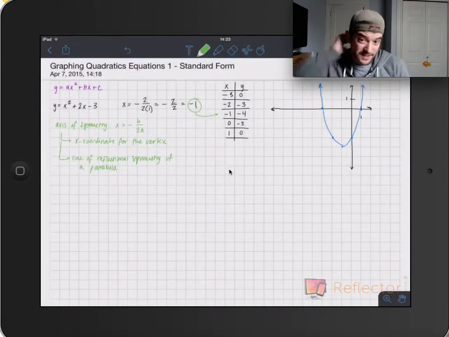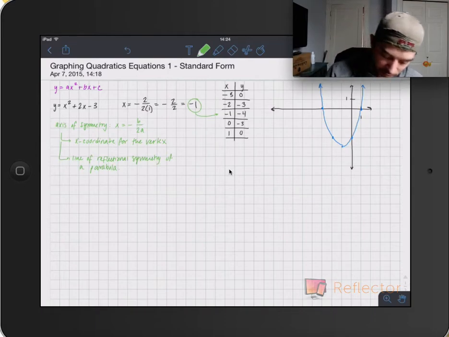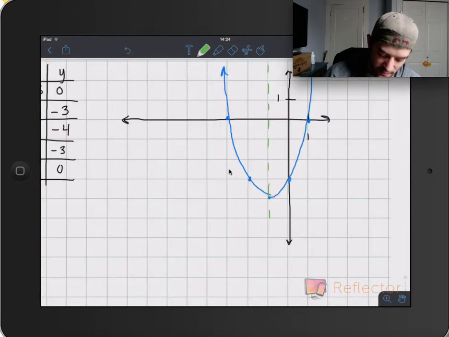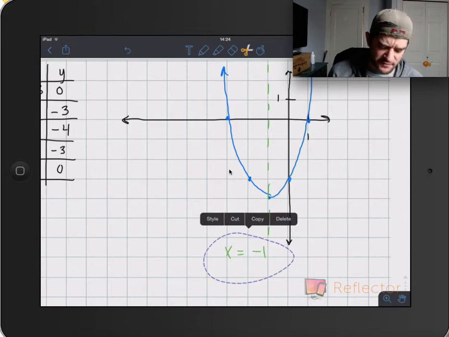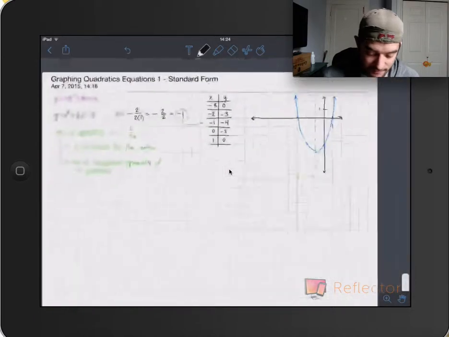And we get to take a look at the other definition for our axis of symmetry, and that's the line of reflectional symmetry, which if I draw it in, notice if I folded the parabola along this line, everything would match up on the left and right. And this is x equals negative 1, which is our axis of symmetry. So there's a lot that's connected between the axis of symmetry and the vertex. And that's pretty much it.